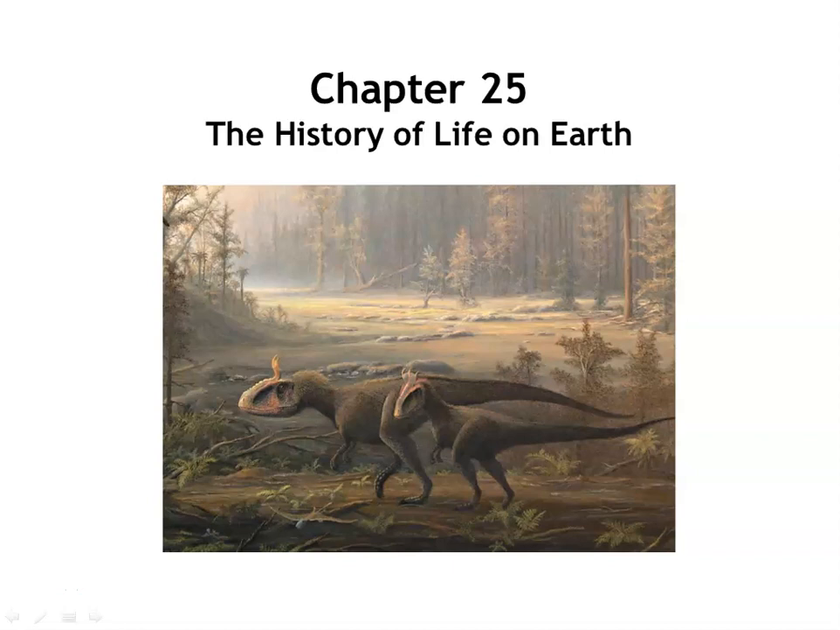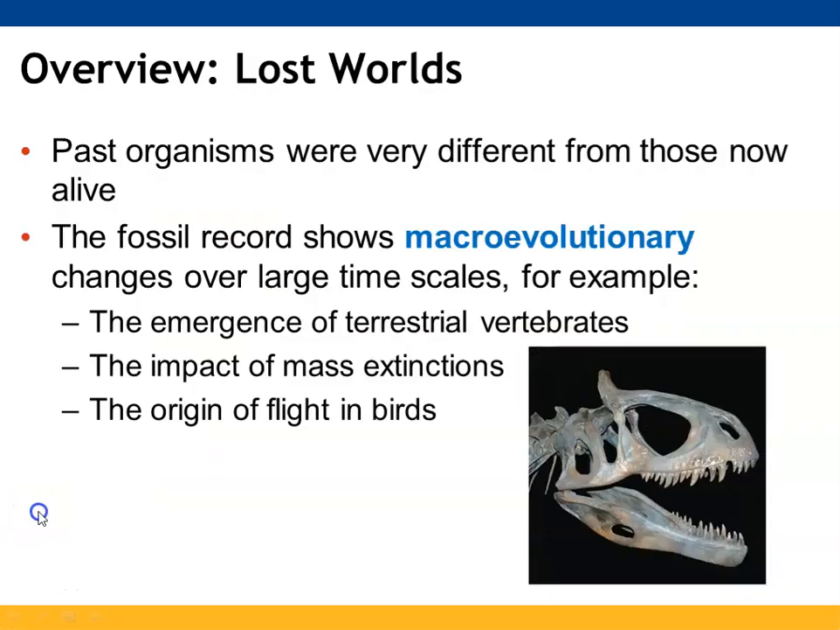All right, so chapter 25 is the history of life on Earth. Past organisms were a lot different than the ones that are living now. Again, this chapter is going to focus on macroevolution. The fossil record is able to show us these macroevolutionary changes over large periods of time, such as when terrestrial vertebrates first appeared, how mass extinctions have impacted living organisms, and how flight began in birds.